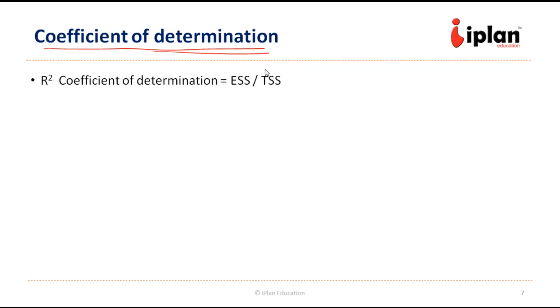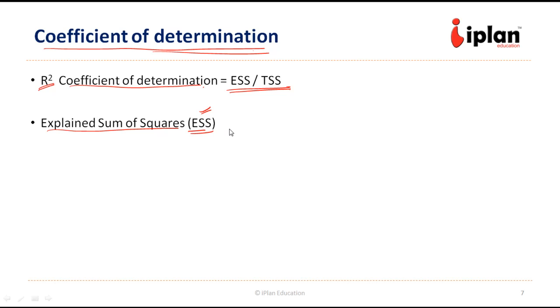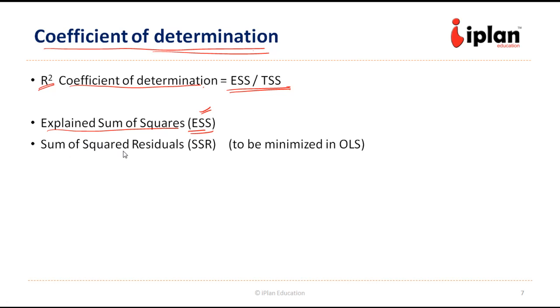So this is represented by R square, the coefficient of determination, and the formula is ESS divided by TSS. ESS is the explained sum of squares, the variation which can be explained with the help of the model. The sum of squared residuals is the square of residuals and then summation. This is what is minimized in ordinary least square estimation.